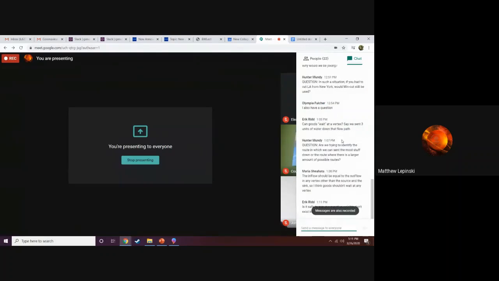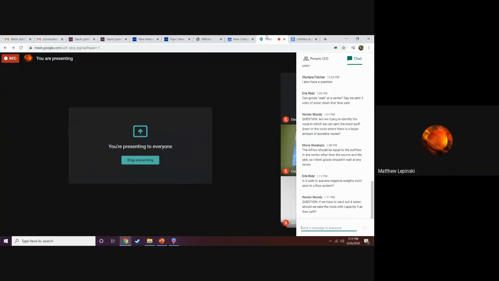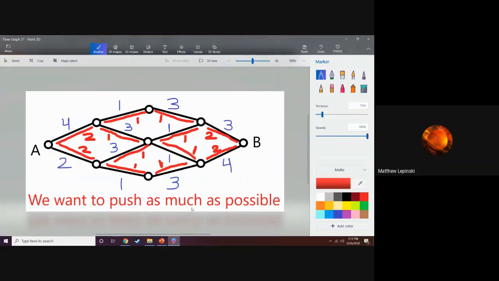Next question. Yeah, and so this problem doesn't make sense with negative capacity. It doesn't make sense to talk about a negative capacity for flow. So yeah, I think that we're going to assume that all of the capacities are positive. Any other questions?